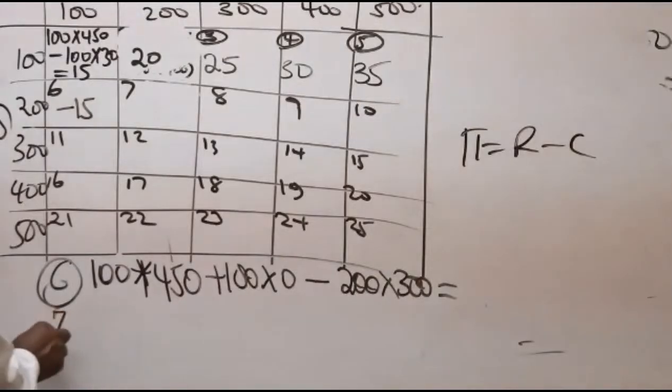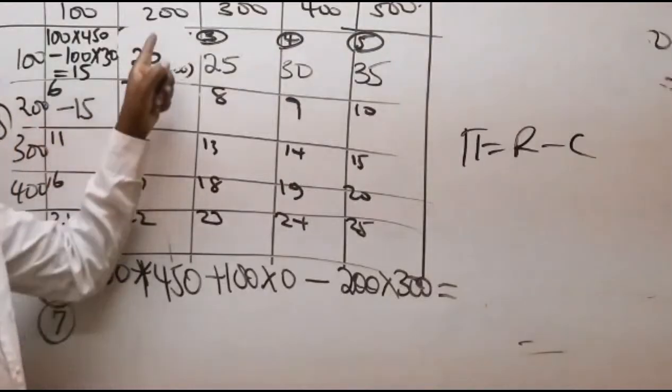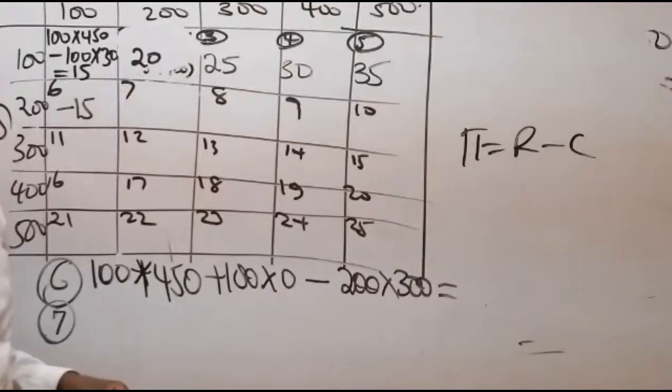So please go to number 7. Cell number 7 is a perfect match. There is nothing to think about, because here in cell number 7, we supplied 200. And how many of them have been demanded? 200. We supplied 200 and 200 have been demanded.